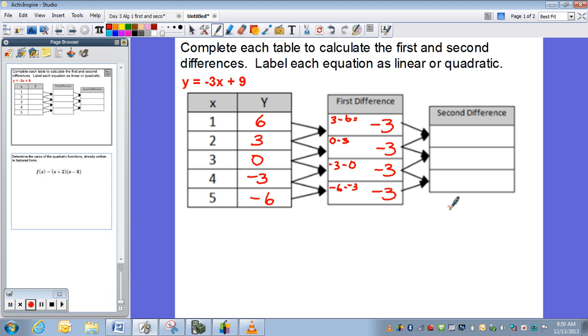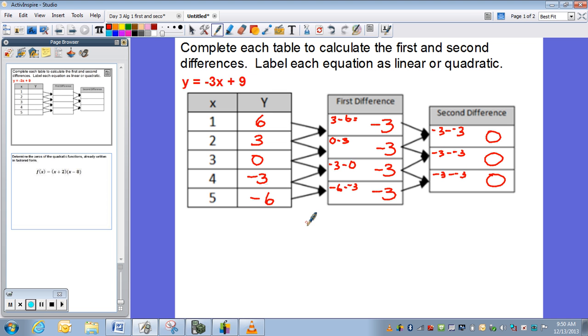How do I find my second difference? Negative 3 subtract negative 3 is 0. All right. Then you do negative 3 subtract negative 3 again and 0. Then negative 3 and negative 3 again and 0. So what does this tell me?